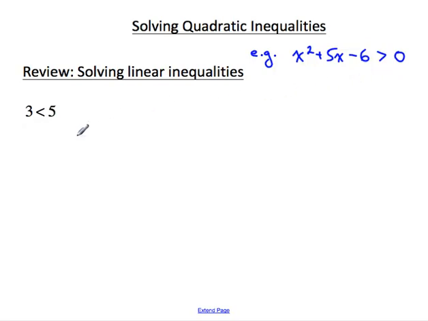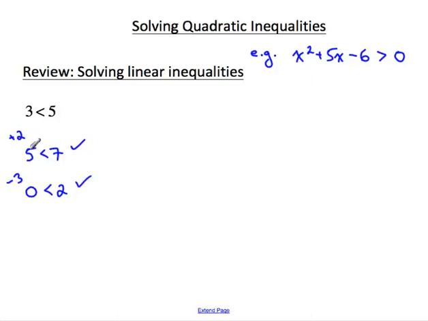Before we get to quadratic inequalities, let's review the properties of inequalities by looking at some linear inequalities. Let's begin with a statement we know is true: 3 is less than 5. Well, what can I do with this legally and what can I not? Let's try adding 2 to both sides. If I add 2 to both sides, I get 5 is less than 7, and we know that that's true. What if I subtract 3 from both sides? Then I would get 0 is less than 2.